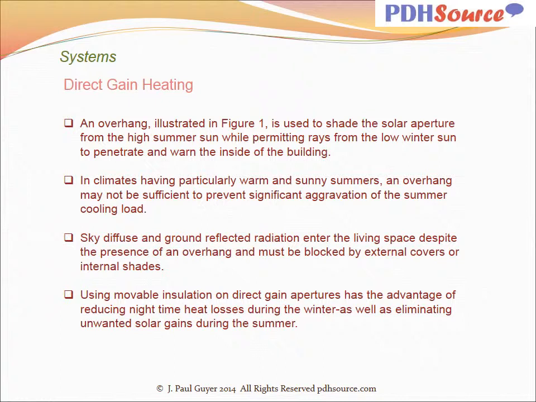Using movable insulation on direct gain apertures has the advantage of reducing nighttime heat losses during the winter, as well as eliminating unwanted solar gains during the summer.